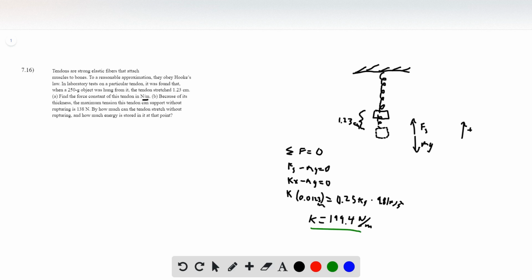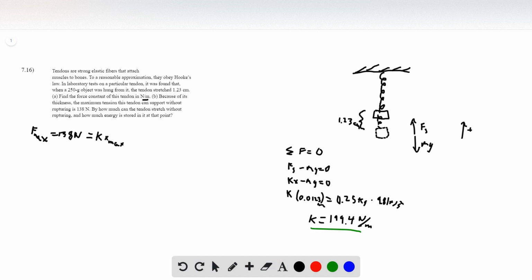Because of its thickness, the maximum tension this tendon can support without rupturing is 138 newtons. So I'm going to write that over to the side. We have F max is equal to 138 newtons, and we're asked how much the tendon can stretch without rupturing and how much energy is stored in it at that point. So we have the force of the spring before it ruptures, which is equal to k times x, and because this is the maximum force, I'm going to write the maximum distance stretched for the spring. So that's going to be x max.